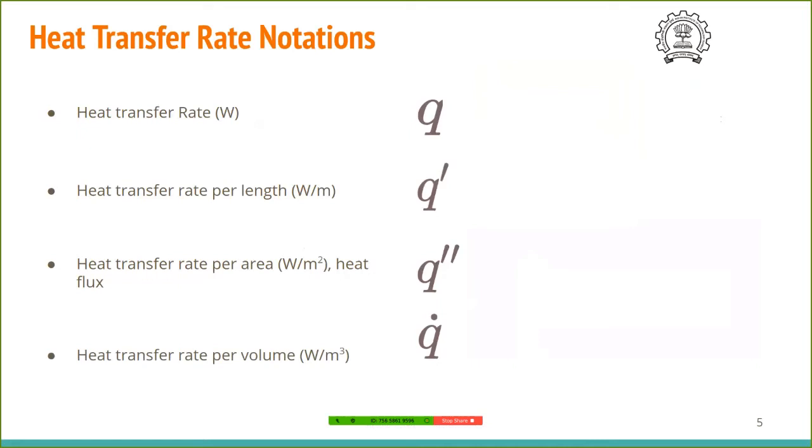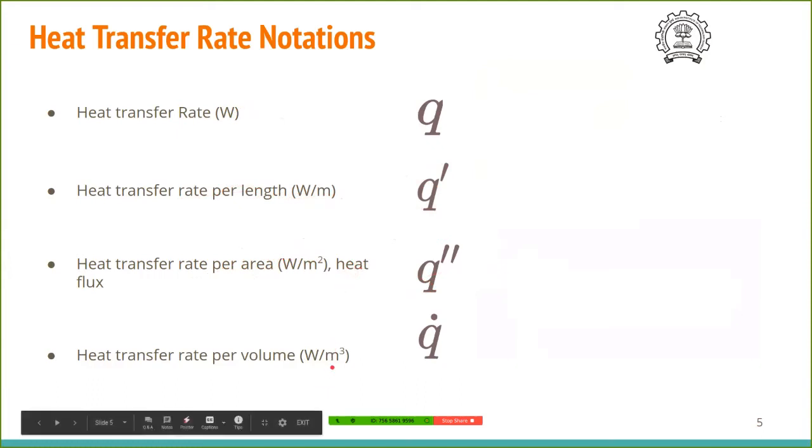Let us introduce some notations which we'll be using throughout this course. Q is the heat transfer rate. The unit is watts in SI units or joules per second. Q prime is the heat transfer rate per unit length. So in some approximations, instead of considering an area, we'll be considering a length. In that case, we'll use Q prime, as watt per meter or joules per second per meter. Then we have heat transfer rate per unit area. This is much more commonly used in heat transfer, which is Q double prime. It's also called the heat flux.